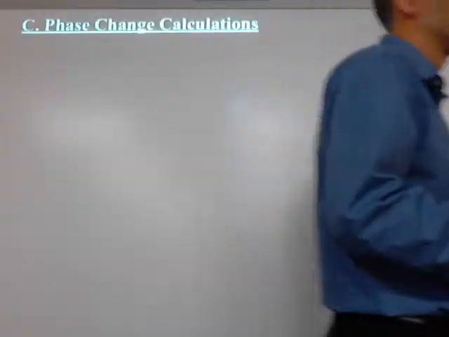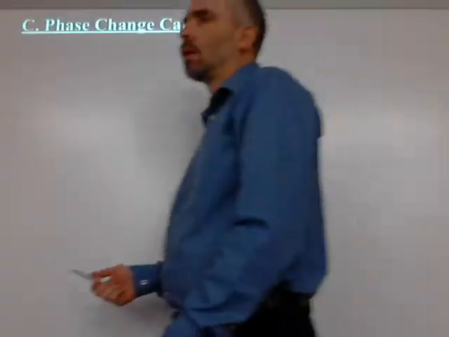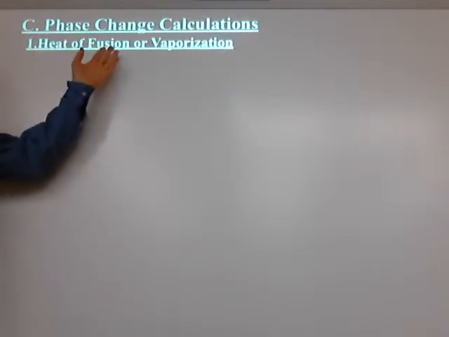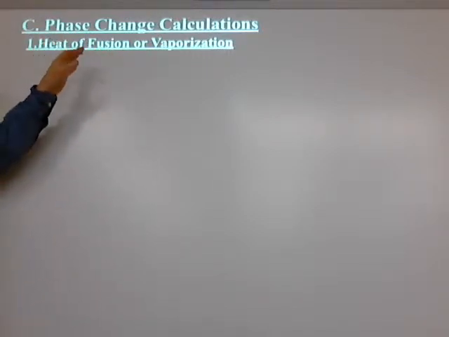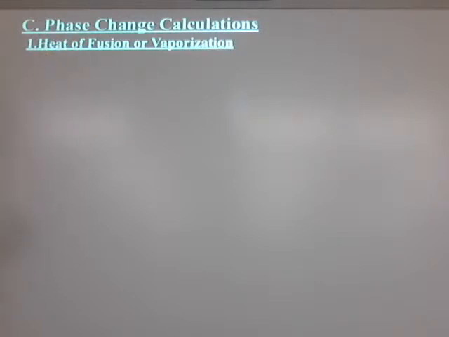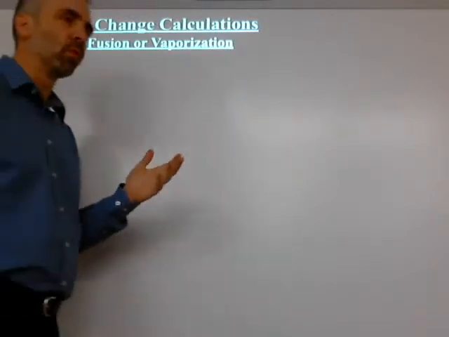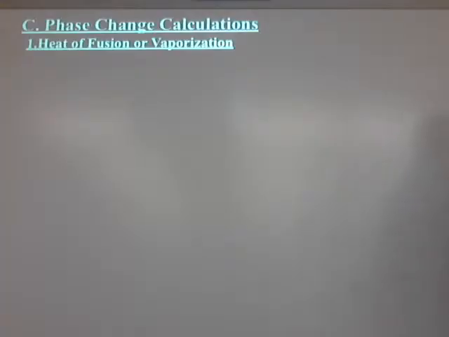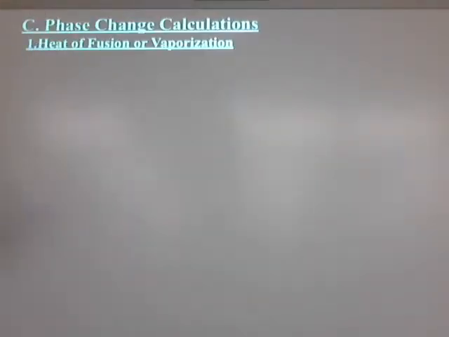All right, phase change calculations. We got to use something called the heat of fusion or the heat of vaporization. Fusion meaning what's going on at the melting freezing point. Vaporization, I think everybody knows what that probably means. What's happening at the boiling point. Basically, you have to be told some information.